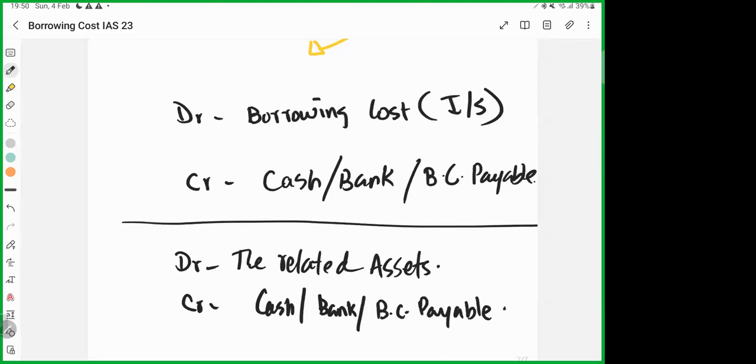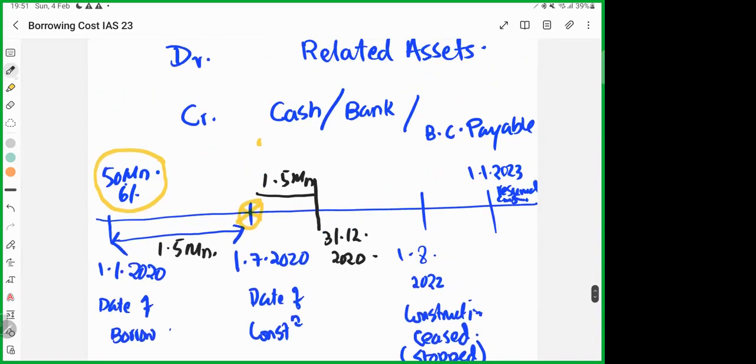Good. Now, then go back to the diagram again. This time period from 31st, sorry, I made a mistake here. From 31st December 2020 to 1 August 2022. During this period, is there any problem to the construction? No. No problem to the construction. Construction is smoothly continuing. Correct or not?